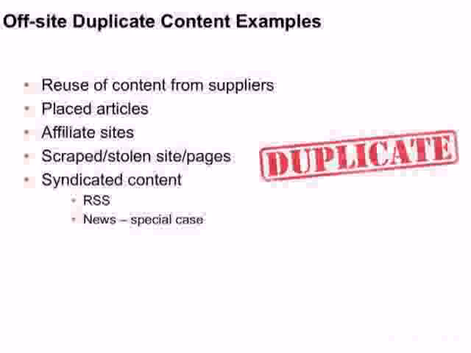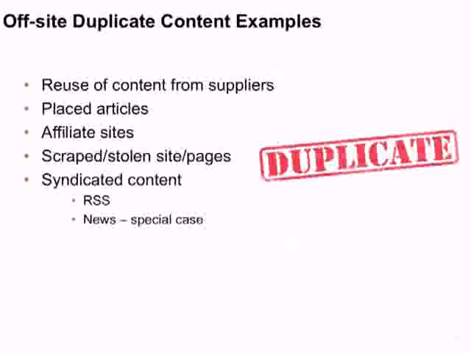So let's talk about some offsite duplicate content examples and how to fix them. I mentioned if you're manufacturing, your suppliers duplicate your content on their website, your product specifications or descriptions. If you write an article and someone wants to put it on their site, if affiliate sites are writing about your product, if your content's just being stolen or scraped and repurposed elsewhere or syndicated through RSS. RSS is generally one of the biggest duplicate content culprits for scrapers, and then there's special cases with news as well.